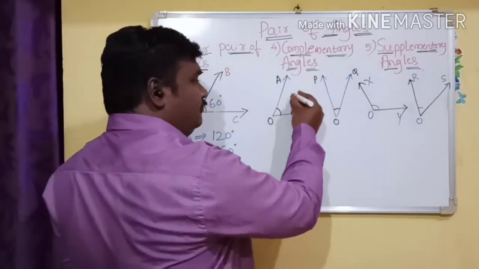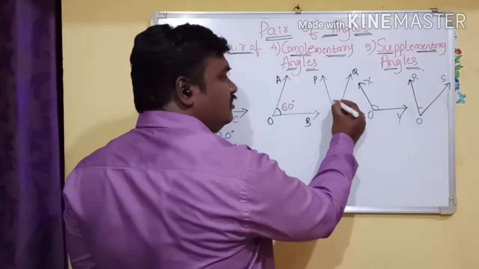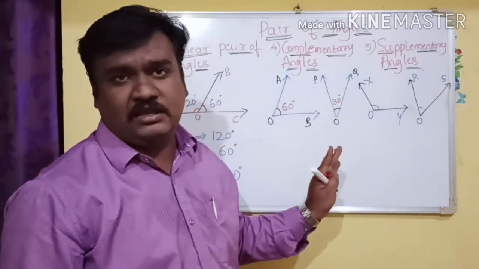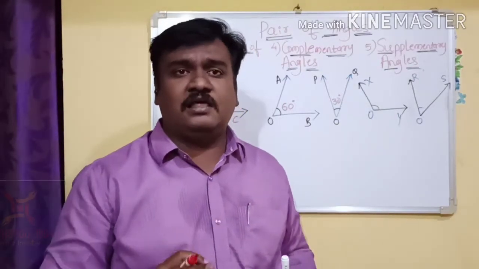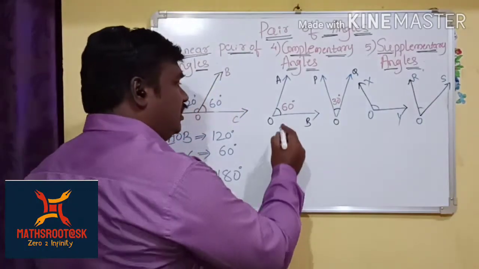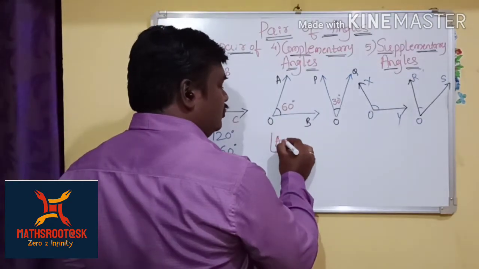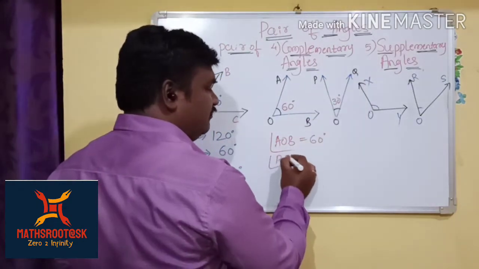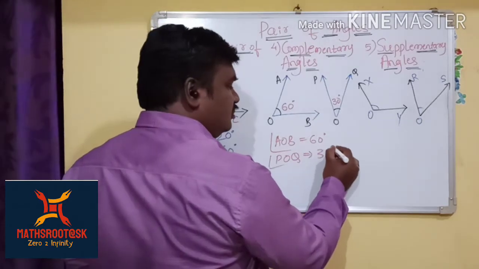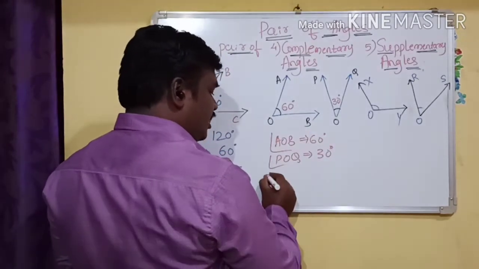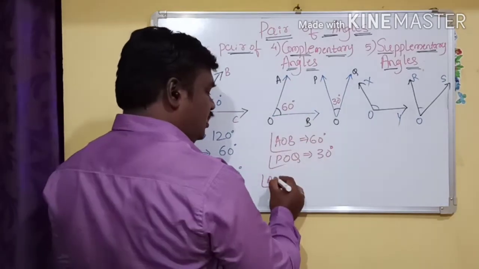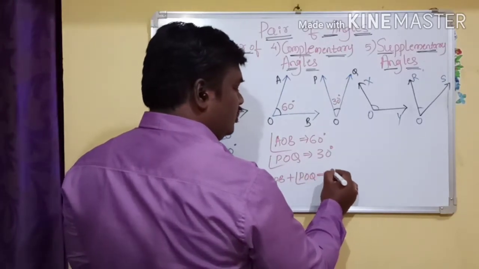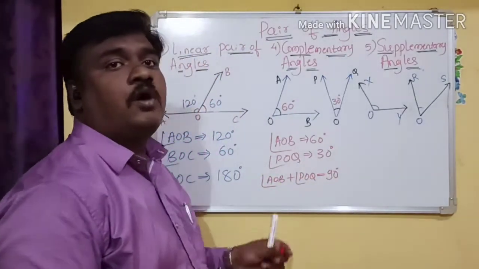Now here, for example, if I take this as 60 degrees, then this is 30 degrees. The sum of two different angles should be 90 degrees. If a pair of angles are two different angles and their sum is 90 degrees, then they are called complementary angles. So say angle AOB is 60 degrees and angle POQ, I have taken different names purposely, is 30 degrees. So together, AOB plus POQ is 90 degrees. Then they are complement to each other.